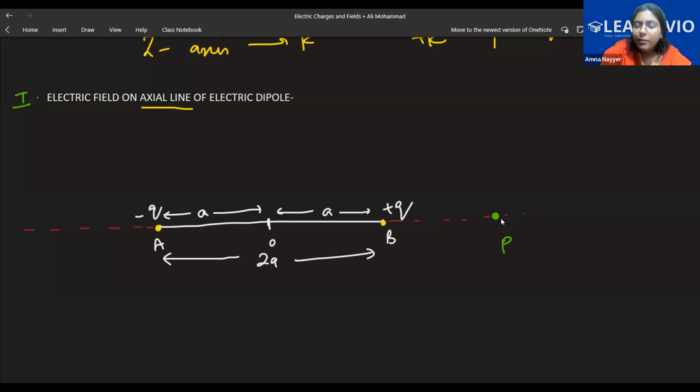Now, Ali, tell me one thing. Due to this positive charge, what should be the direction of the electric field? Right or left?